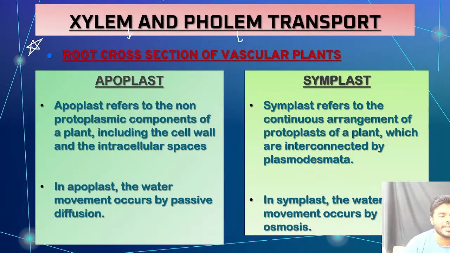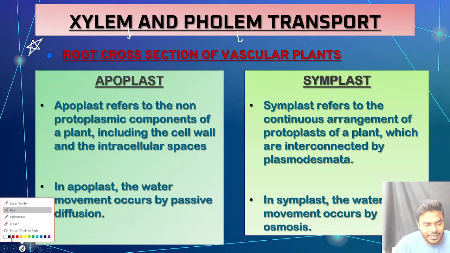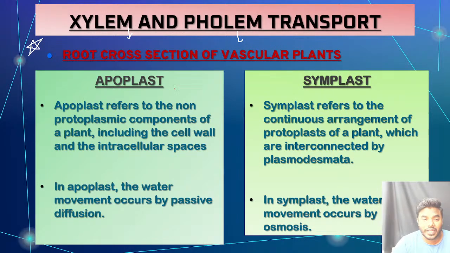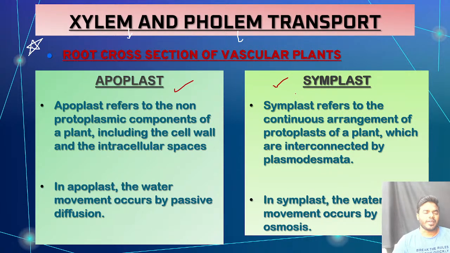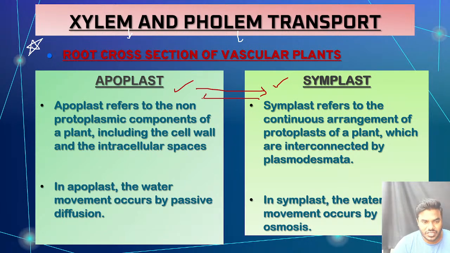Before understanding xylem and phloem transport, the entire transport depends on two pathways. One we call the apoplastic pathway, and one we call the symplastic pathway. Friends, trust me, if you don't understand these two pathways, you can't understand the process at all. You can't understand the mechanism at all.